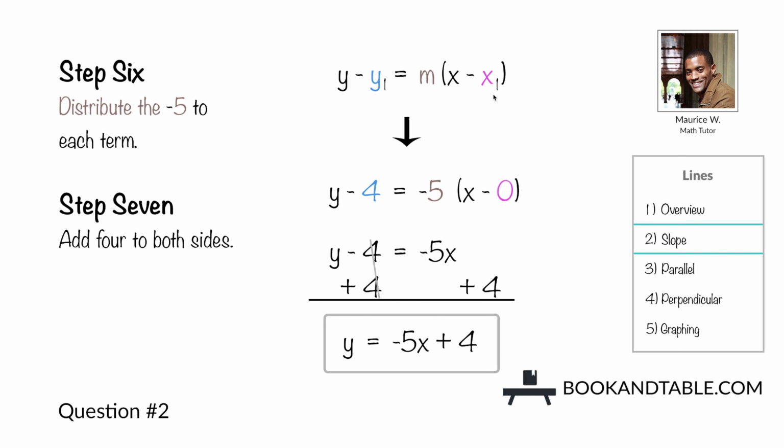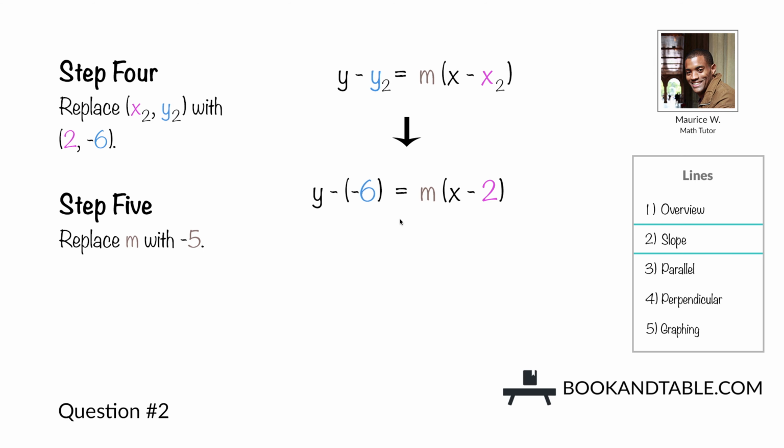If you use the second point instead of the first point, you'll also get this same equation. So if you replaced x2 and y2 with 2 and -6, you would have gotten y minus -6 is equal to m times x minus 2. You replace m with the slope of -5. And now you'll want to distribute this -5 to the x and the -2.